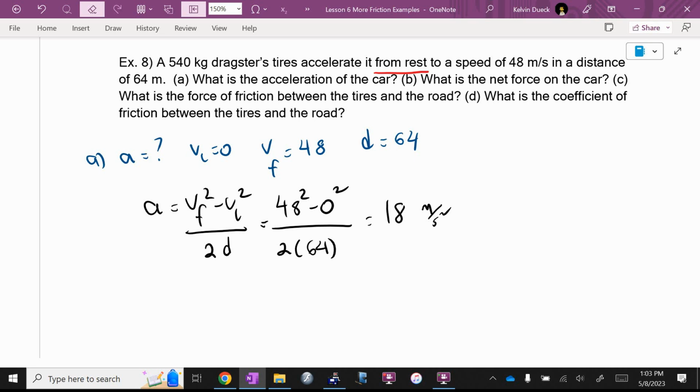Got this. Angus, what does B want me to find? The net force? The what force? That's our trigger word. I can go straight to F equals what? Did they give me 540? Did they give me... oh, I just found A. So it's going to be 540 times 18. 9720? Is that right?